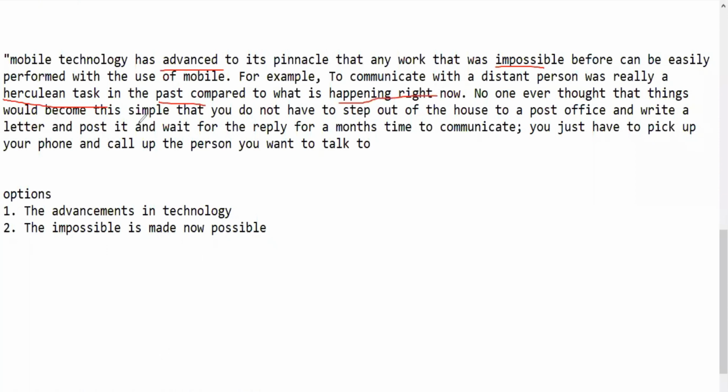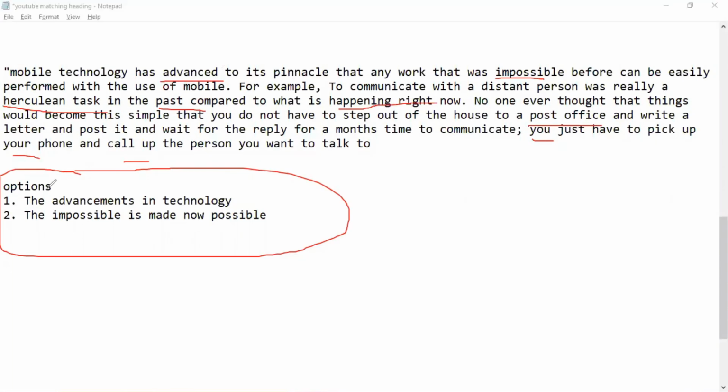No one ever thought that things would become this simple, that you do not have to step out of the house to a post office and write a letter and post it and wait for the reply for a month's time just to communicate. You just have to pick up your phone and call up the person you want to talk to. So let's say the options that are given for the matching heading are: the advancements in technology, the impossible is made now possible.